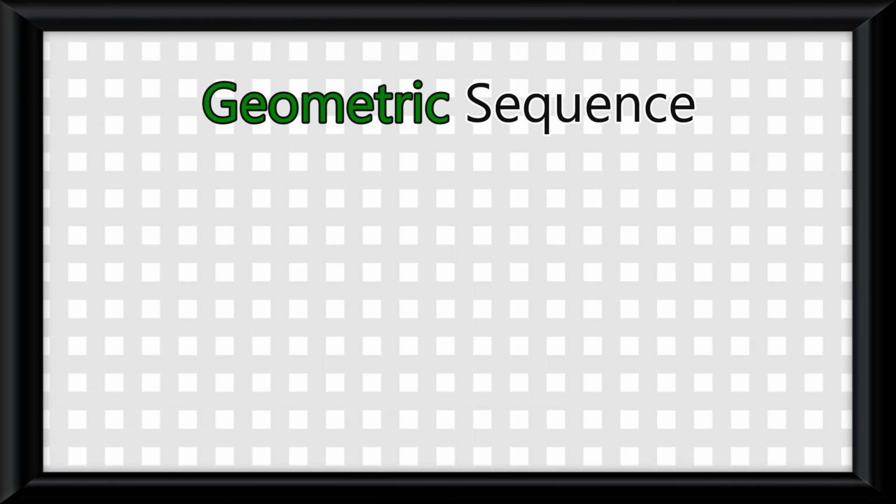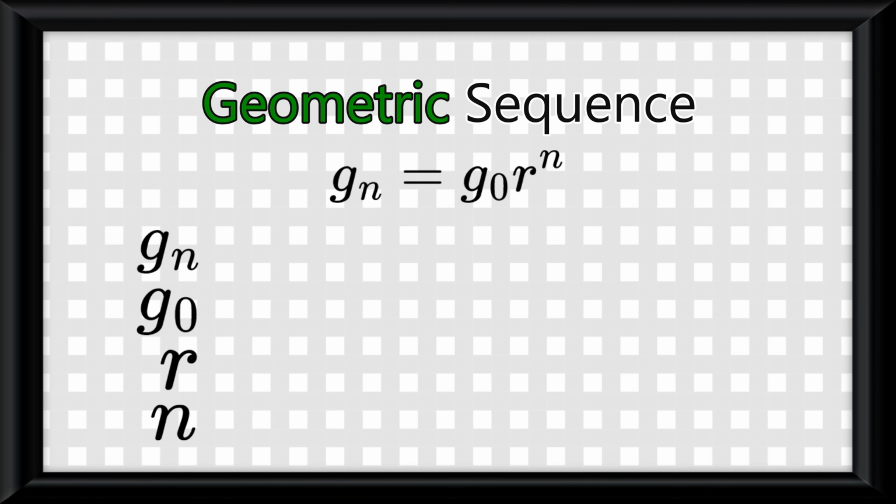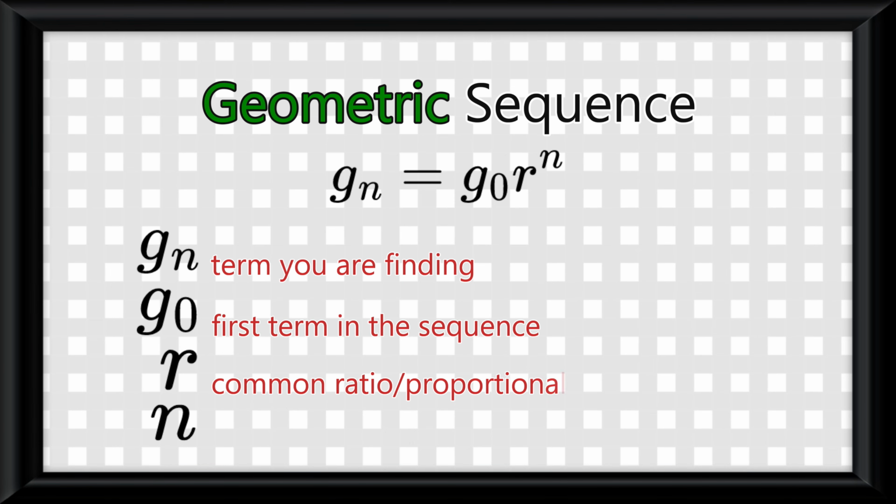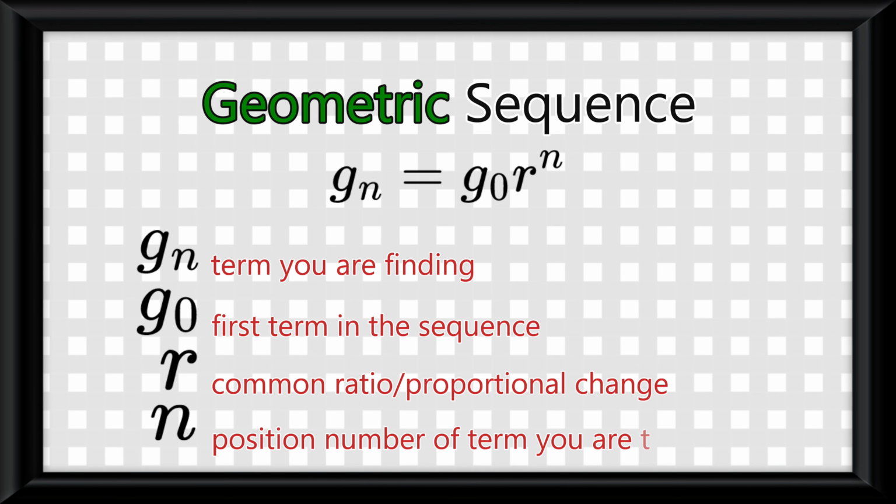Geometric sequences have 2 equations. First is g sub n equals g sub 0 times r to the n power, where g sub n is the term you are finding, and g sub 0 is the first term of the sequence, r is the common ratio or proportional change, and n is the position number of the term you are trying to find.